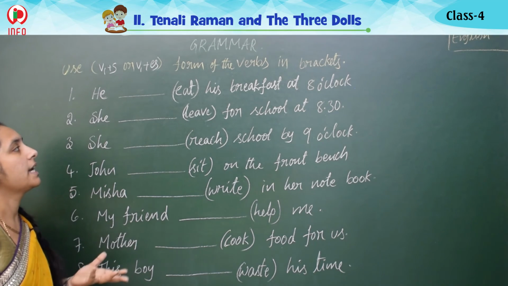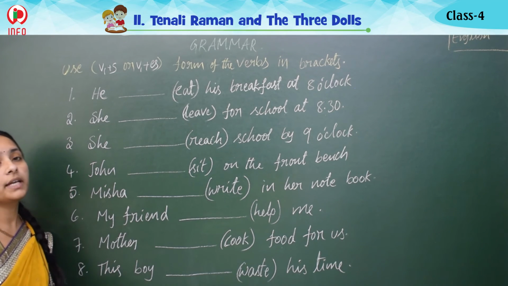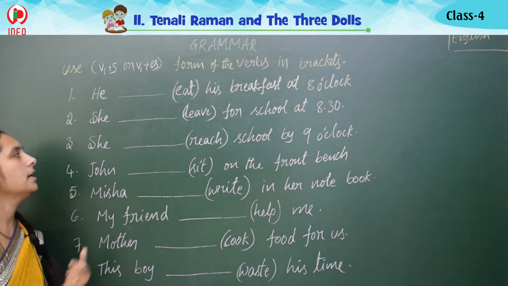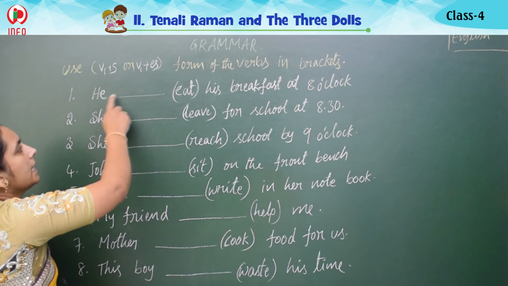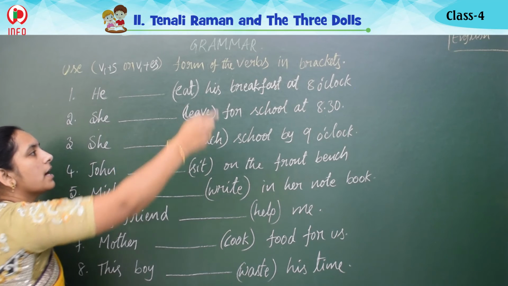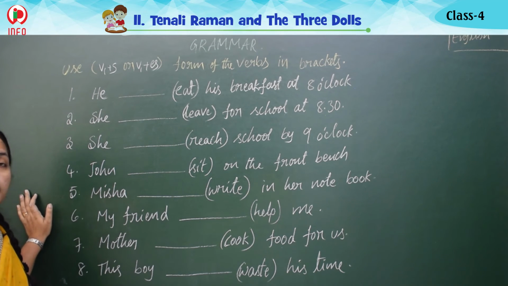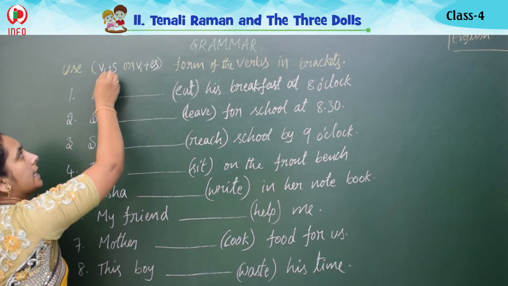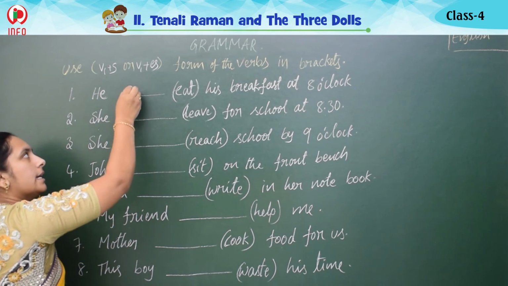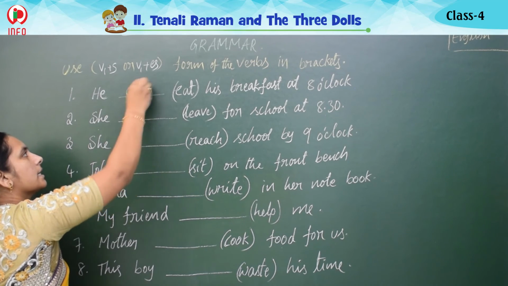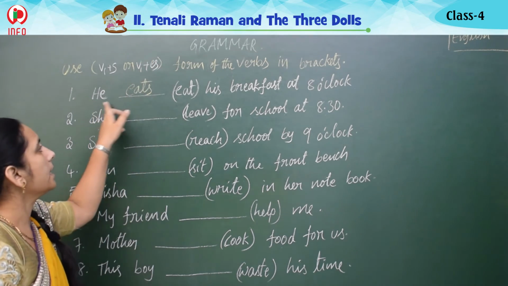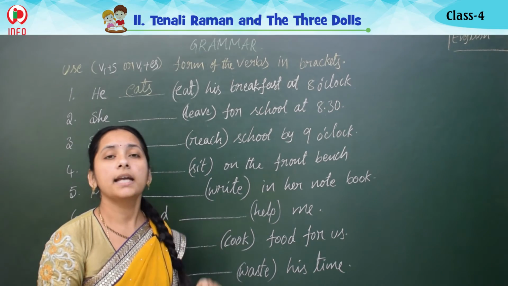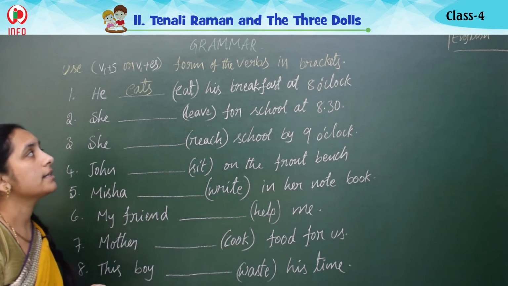Now where do we get the ES form, V1S, and where do we get V1 plus ES? That we should see. See the first sentence: He dash eat his breakfast at 8 o'clock. He, S or ES? For eat, what do we get? We get S only. Eats. So he eats his breakfast at 8 o'clock.